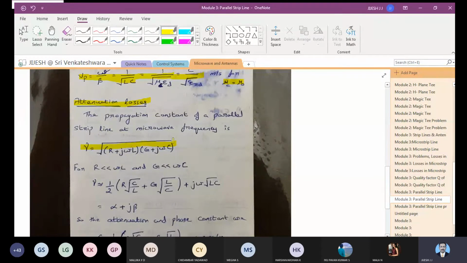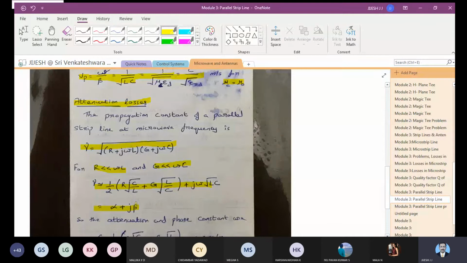root of (R plus j omega L) into (G plus j omega C), the same equation we studied in module 1. For R less than omega L and G less than omega C, gamma can be written as 1 by 2 into R root of C by L plus G root of L by C plus j omega root LC. We have also studied that gamma is written as alpha plus j beta.